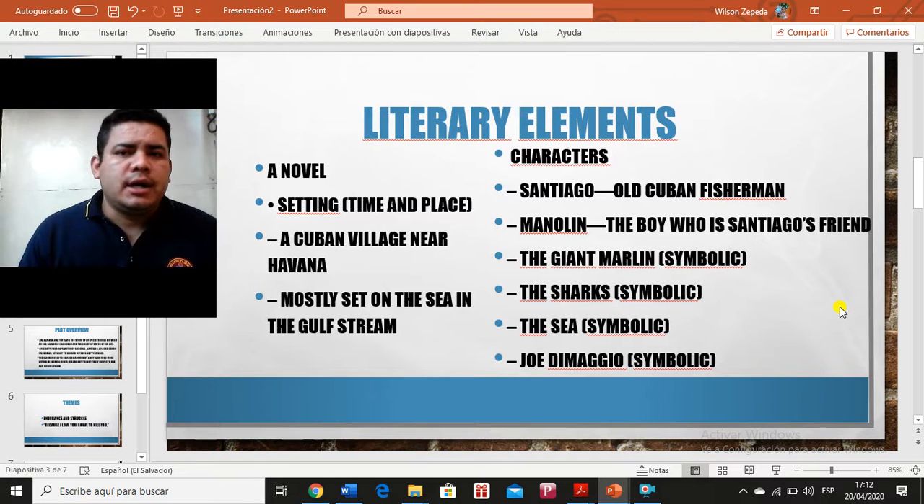The characters are Santiago, the old Cuban fisherman, Manolin, the boy who is Santiago's friend, the giant marlin, which is a symbolic part, the sharks, the sea, and Joe DiMaggio, who is Santiago's hero. There are some other secondary characters like Manolin's parents, the other fishermen, Perico, and some other people that are not so important. But these ones are the most important ones from the book.